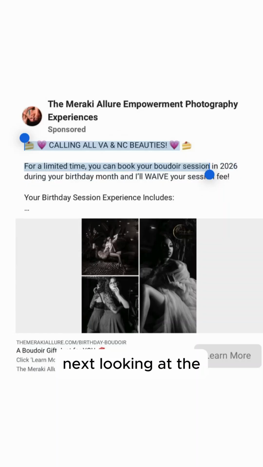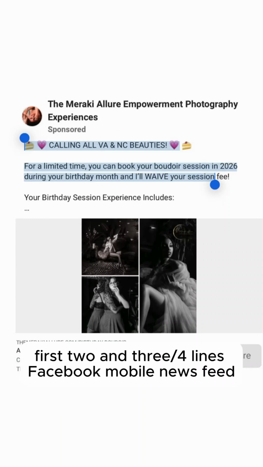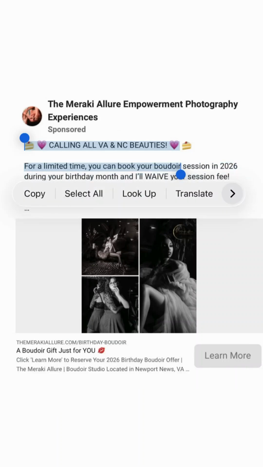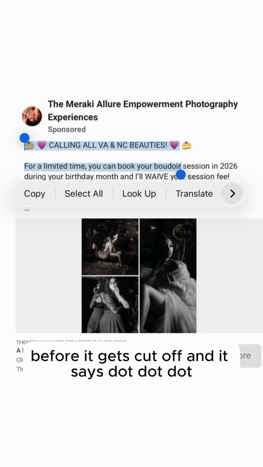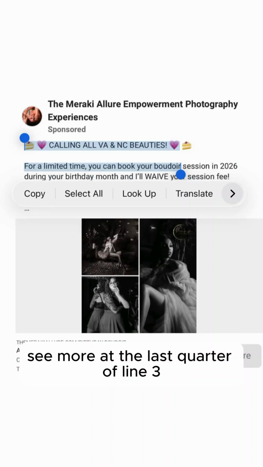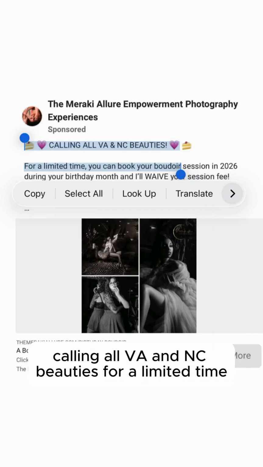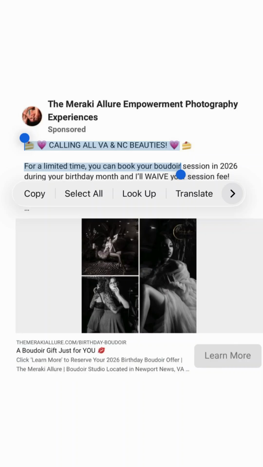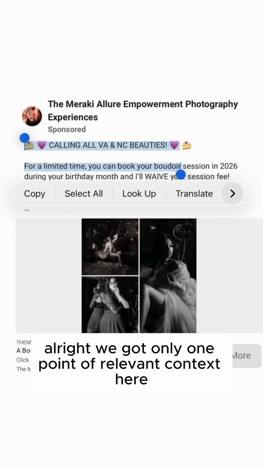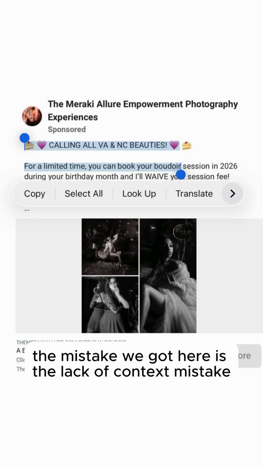Next, looking at the see more headline, first 2 3/4 lines on the Facebook mobile news feed before it gets cut off, and it says "...see more" at the last quarter of line 3. Calling all VA and NC beauties. For a limited time, you can book your boudoir. All right, so we got only one point of relevant context here. So the mistake we got here is the lack of context mistake.